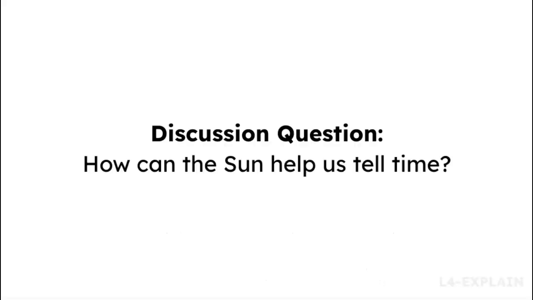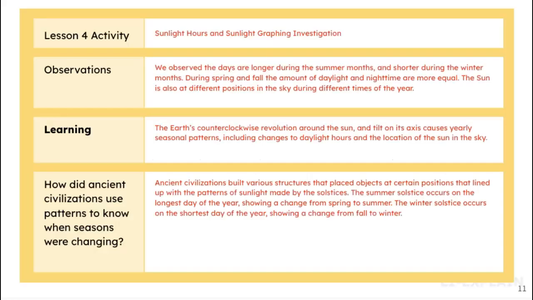In the Explain portion of the lesson, students will engage in a class discussion. You'll invite students to gather and analyze their observations from the activity. You'll use the provided questions to guide the discussion around how can the sun help us tell time? The goal of this class discussion is to synthesize student learning from the data they collected and turned into graphical displays. You will use the discussion to create the Lesson 4 summary chart.